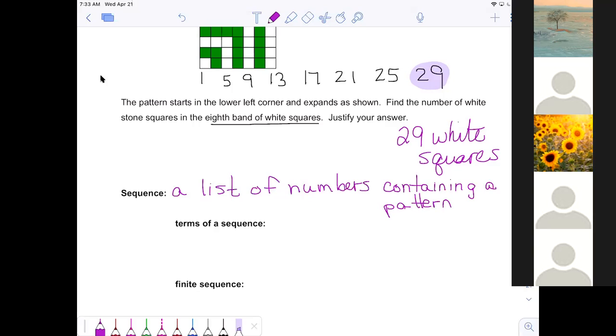And the list of numbers above is called a sequence, and there's a pattern. So it is a sequence, it contains a pattern. The second word we have here is the terms of the sequence. The terms of the sequence would be each value of the sequence.